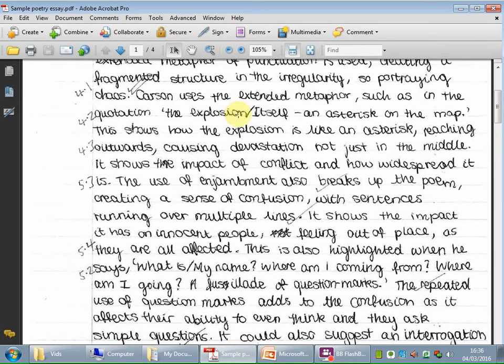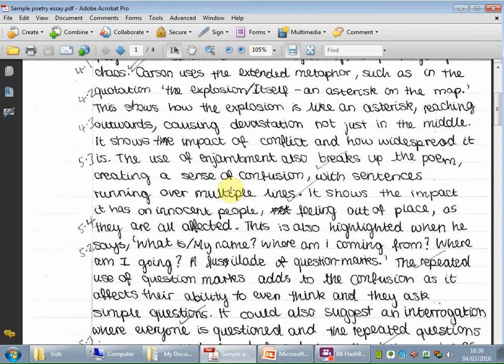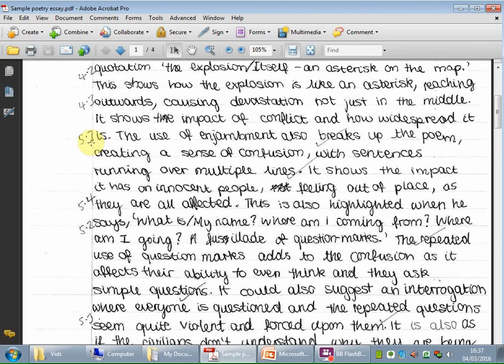For it to make sense. If the line ended with the explosion, it wouldn't make sense. And so the analysis is commenting on that as well. That's really good. So it's not just talking about the words, it's also talking about the structure of the line. And it also goes on to say what that does.